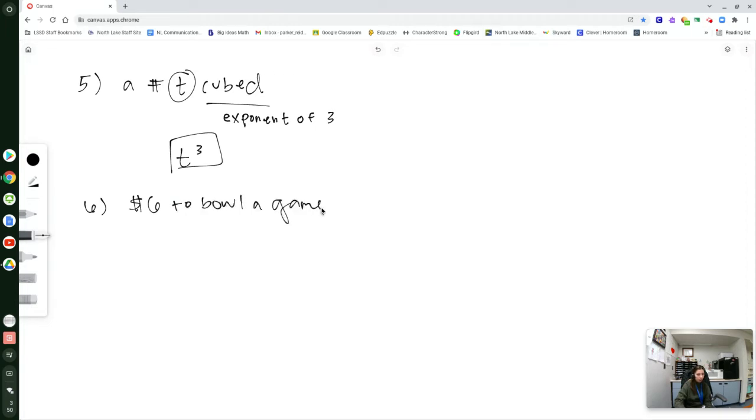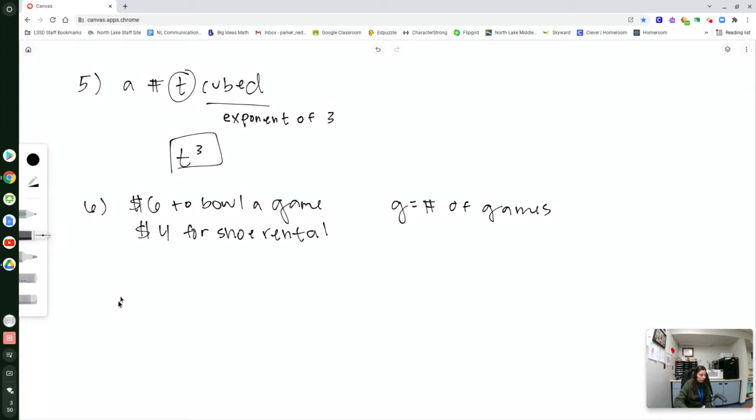And then it also costs $4 for shoe rental. They want us to write an expression that represents the total cost in dollars of G games. G equals number of games. This is just saying, let's write an expression where G represents the number of games that will tell us the cost to play that number of games.